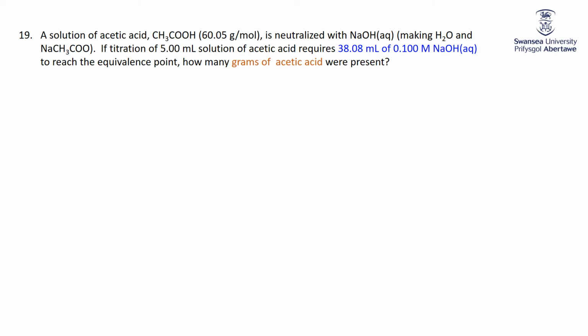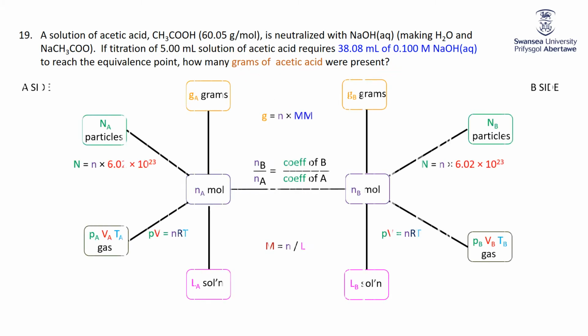Solution of acetic acid. Titration of 5 mL of a solution of acetic acid requires 38.08 mL of 0.1 molar NaOH. How many grams of acetic acid were present? So let's go ahead and pop in the roadmap.